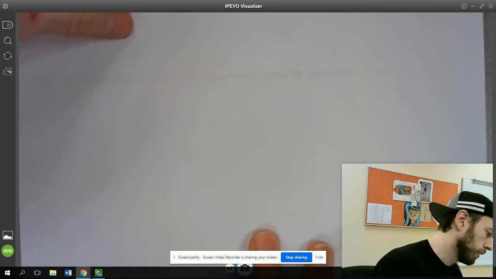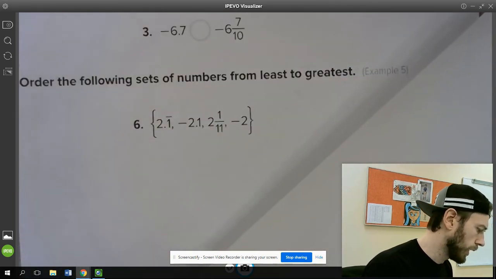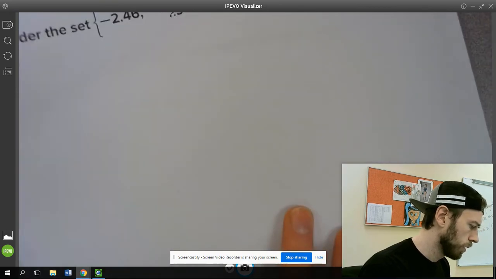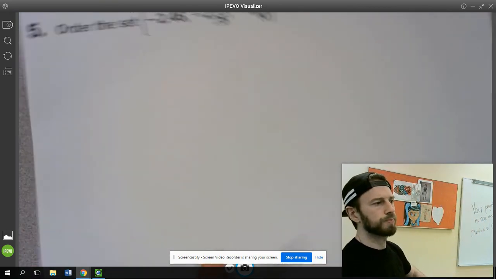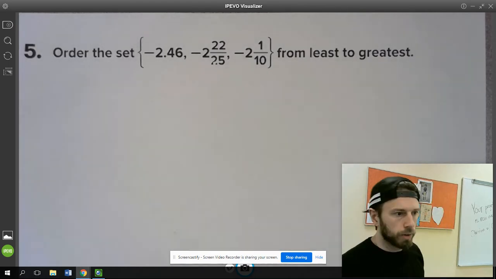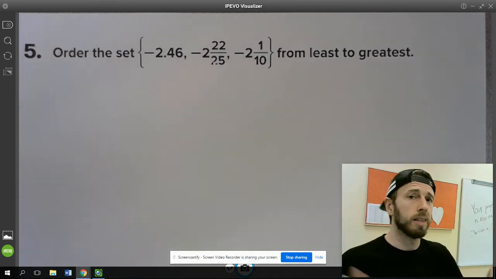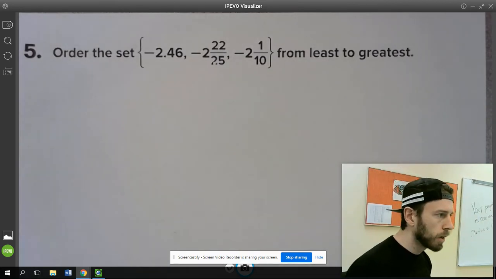What do I got here? A couple left. Let's just do one more. This last one. Order a set of numbers, right? You got to put these in order from least to greatest, right? Smallest to biggest. And that's my favorite way to order them. Sometimes they'll do greatest to least, but let's go least to greatest here.